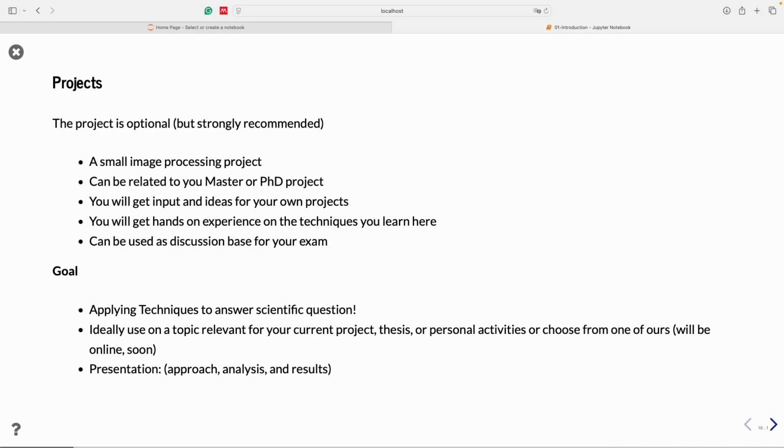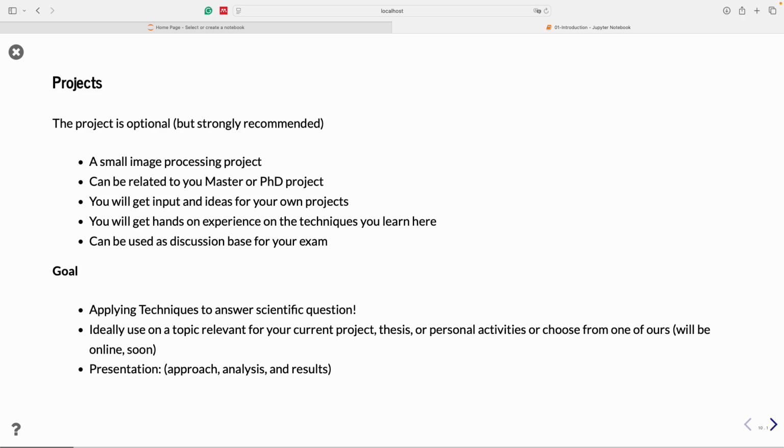Then there is the possibility of doing a project. So if you have a task in your master project or in your PhD project that you want to work on, this is an opportunity to try the methods that you have learned here in the class with our supervision, so you can get hints, ideas how to progress. Also, if you don't have a project, we have some examples that you can work on, and also try the methods anyway in that way.